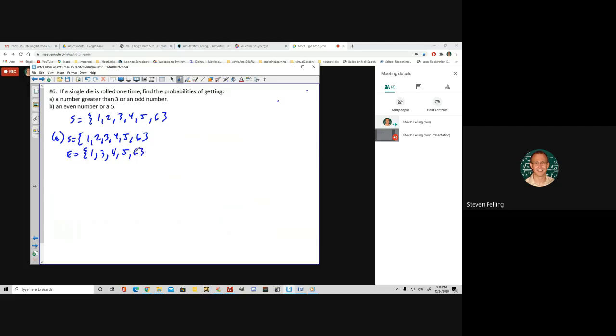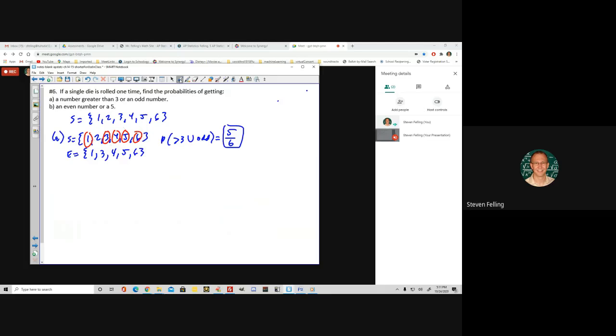And since all these are equally likely, the probability of having something be greater than 3 or odd would be 5 cases out of the 6 cases, right? So it's 5 out of 6. That's one way to do it. You can basically take the sample space and then go back and highlight all the cases that meet the criteria. All of these do. So out of the total sample space, those 5 outcomes.